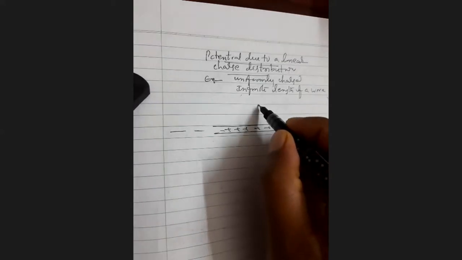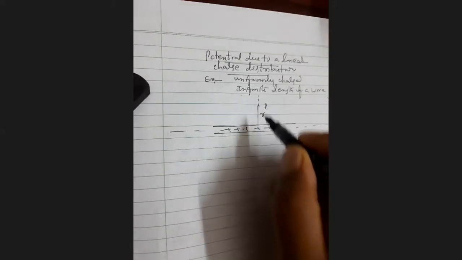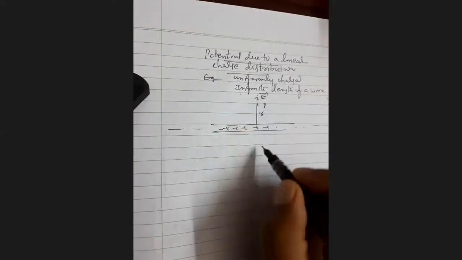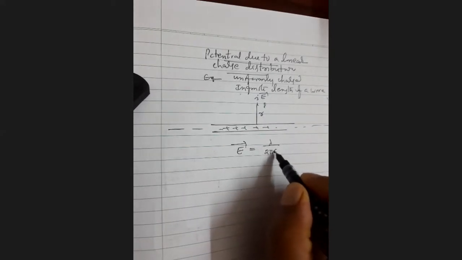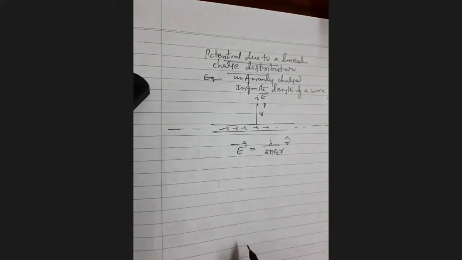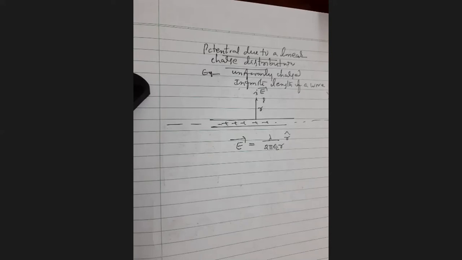So if you consider a point P at the perpendicular distance R from the wire, in the previous lectures we derived the formula for electric field strength at the point P. E bar direction is along the R bar direction. So what is that? E bar equals lambda by 2 pi epsilon naught R into R cap. R cap is the unit vector along the E bar direction, along the R bar direction, or field strength direction. Here the magnitude of field strength is lambda by 2 pi epsilon naught R.